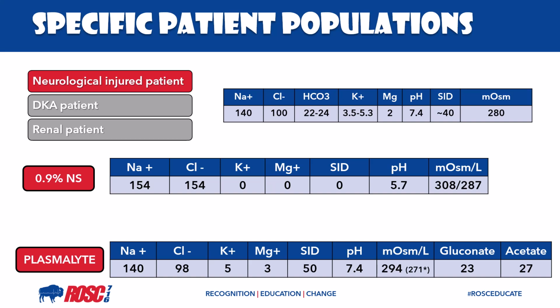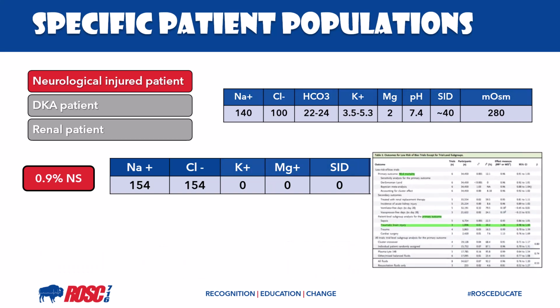However, when we take a look at the osmolality, especially the in vivo osmolality of 271, it has the potential of being lower than human plasma serum. So can Plasma-Lyte be used safely in the neurological injured patient? And most folks say no.